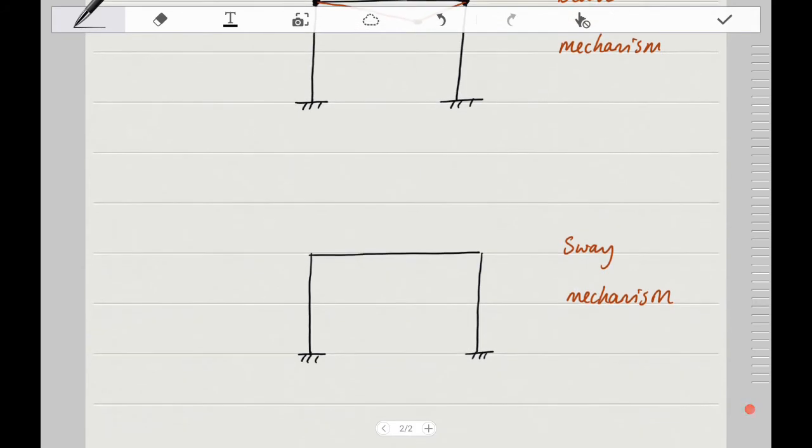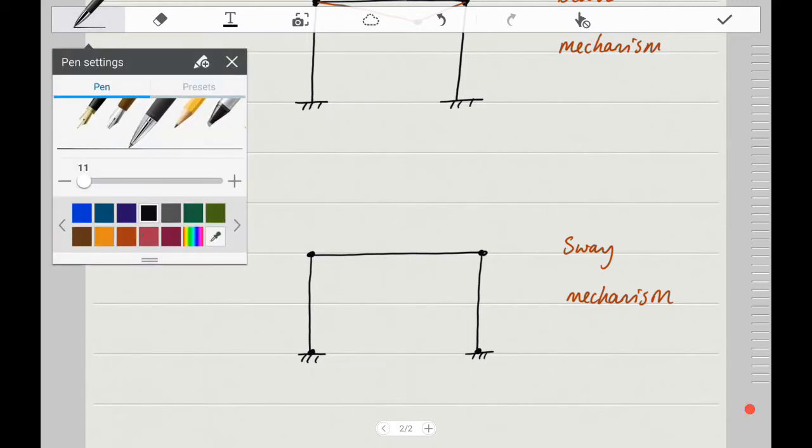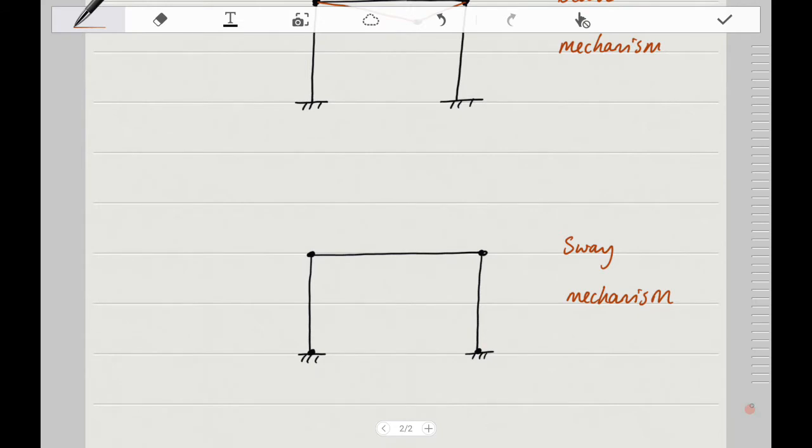This is when you develop plastic hinges at each of your joints: top left, top right, bottom left, bottom right. This causes your structure to sway, and the way your structure will sway is something like this. So your structure sways like this, right?